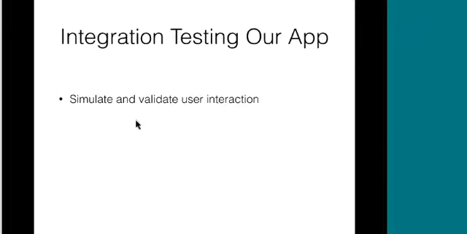Number one, we're looking to simulate and validate our user interaction. So this works on a number of levels. We're able to automate users interacting with the front end of our site, and then validate the response and the state of our application afterwards. So immediately we can see some benefits.